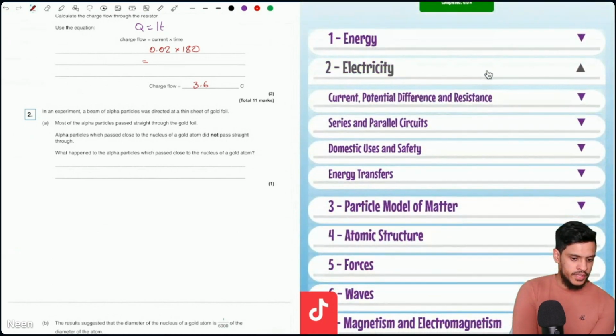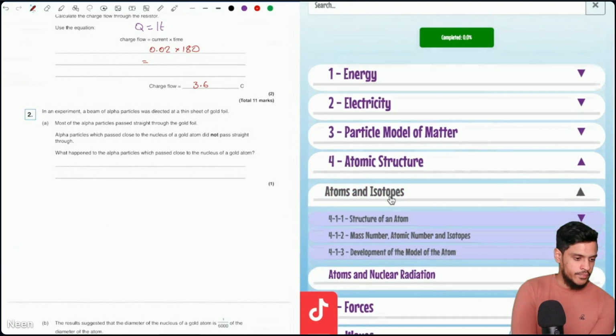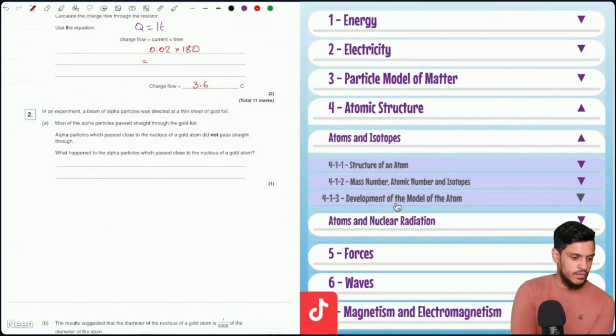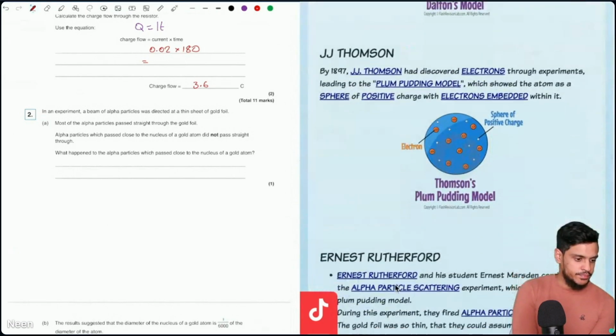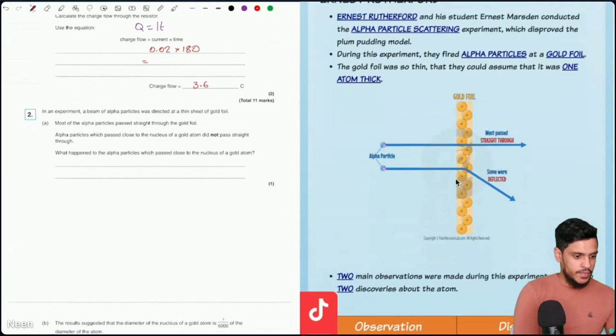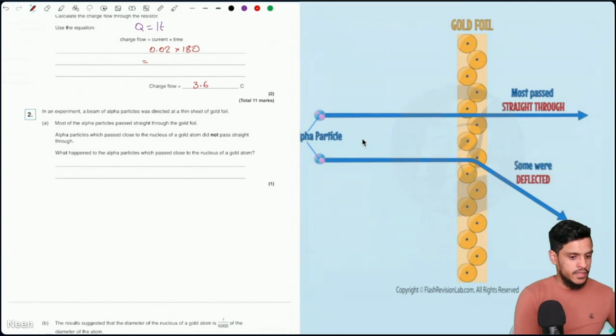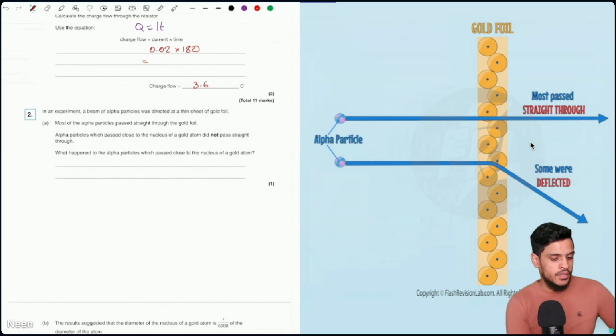Let me get the notes up on that. So that's the development of the model of the atom, because this is what Rutherford did when he discovered the nucleus. It's the gold foil experiment. He fired alpha particles at gold foil. Most of them, nearly all of them, went straight through, which told him, yep, Harry, well done, which told him that most of the atom is empty space.